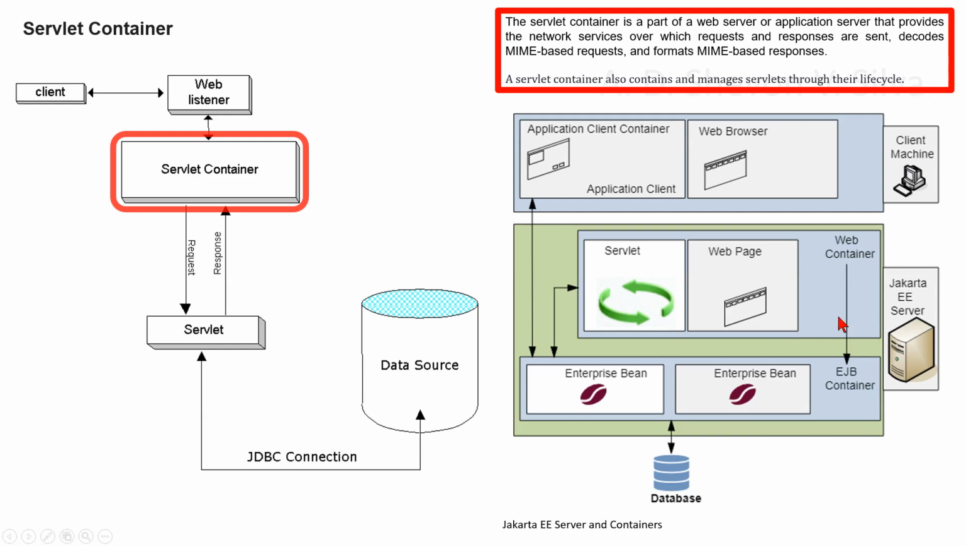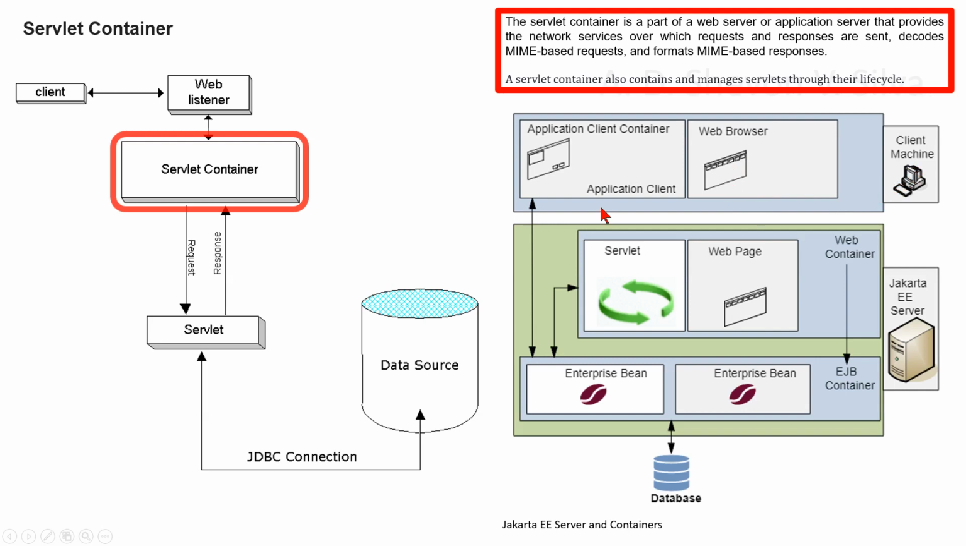Application client container manages the execution of application client components. Application clients and their container run on the client. Applet container manages the execution of applets, which consist of a web browser and Java plugin running on the client together.